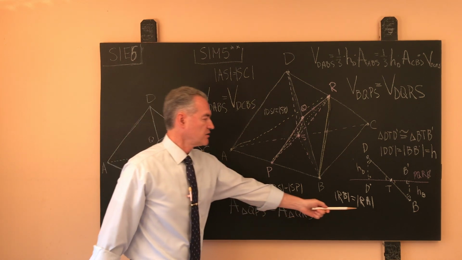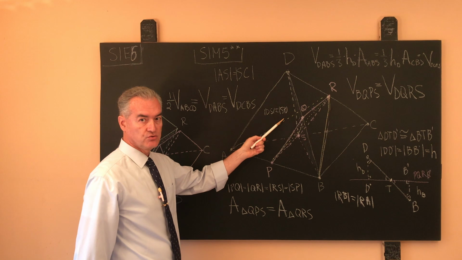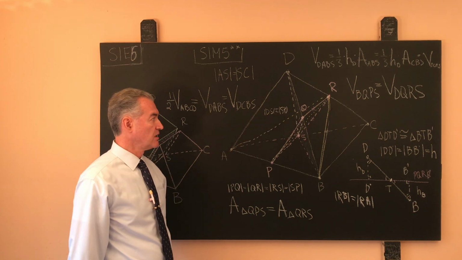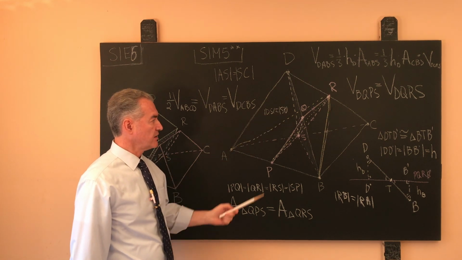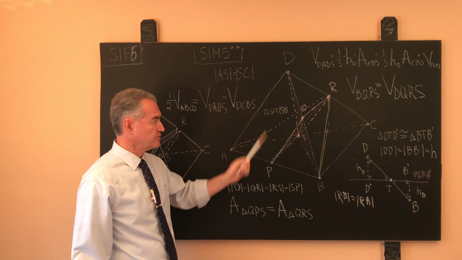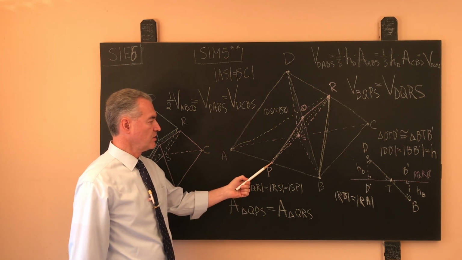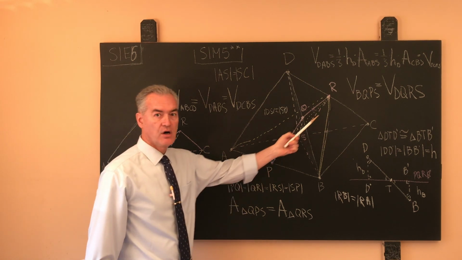And not only that, but these two guys have the same length as these two guys. And what does that mean? That means that the length of the line segment QS, even though it looks funny because the whole thing is in perspective, is actually one and the same as the length of the line segment PR.